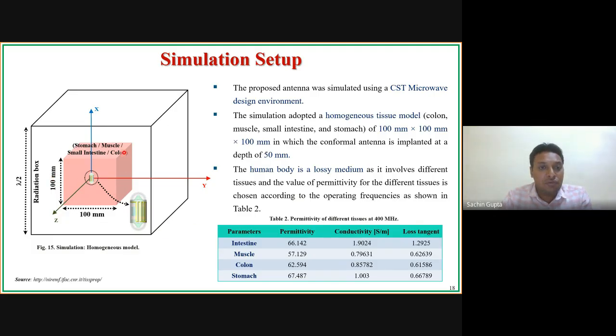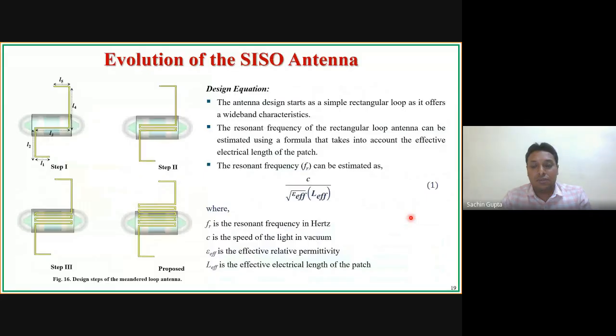Here we have created a setup in the form of a cube, and the size of this cube was 100 millimeter by 100 millimeter. The capsule which we have created inside the software, along with the antenna and other periphery, we kept inside this box or cube, and then we have done our simulations. I will show the simulation part in the next slides.